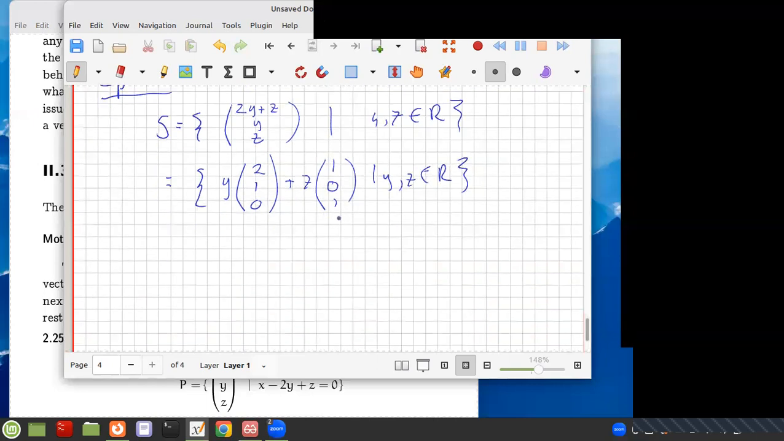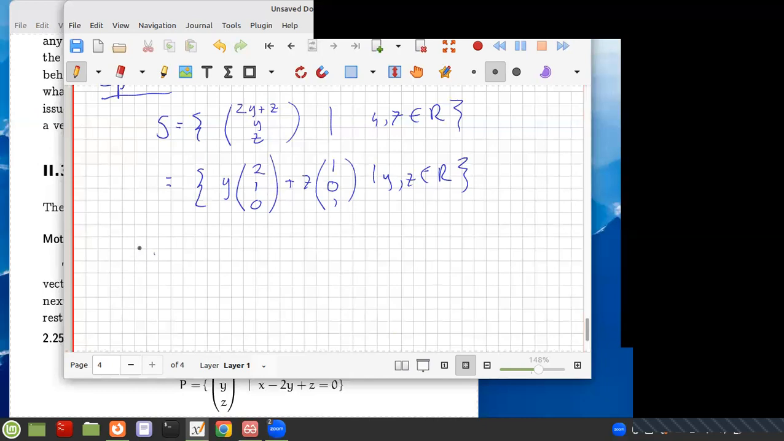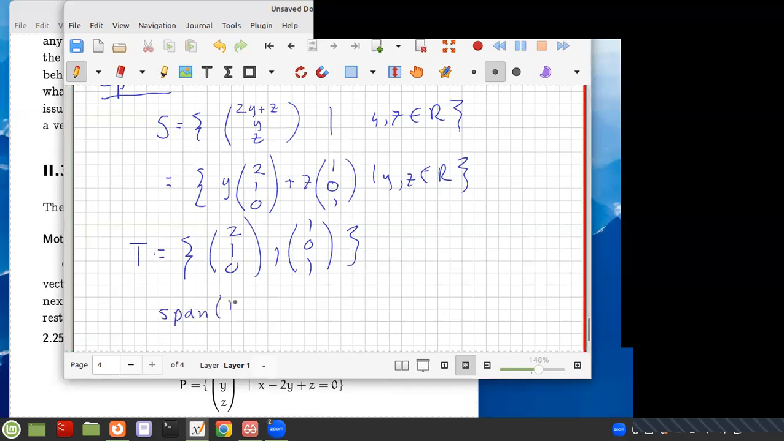Now, this is an example of a span. Let's call this set S. Let's say that I have the set T, which equals just these constant vectors, (2, 1, 0) and (1, 0, 1). So I've just taken out the constant vectors as a set T. If I'm given a set T like this, then I define the span of T to equal S. So it equals y times (2, 1, 0) plus z times (1, 0, 1), such that y and z are real numbers.